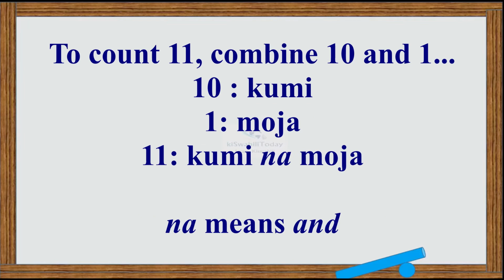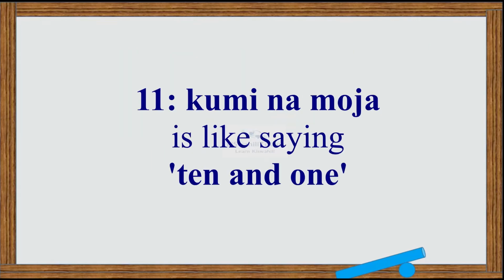So let's say you want to say 11. 11 is a combination of 10 and 1. So you say Kumi na moja, where the word na stands for and. So saying Kumi na moja is like saying 10 and 1.